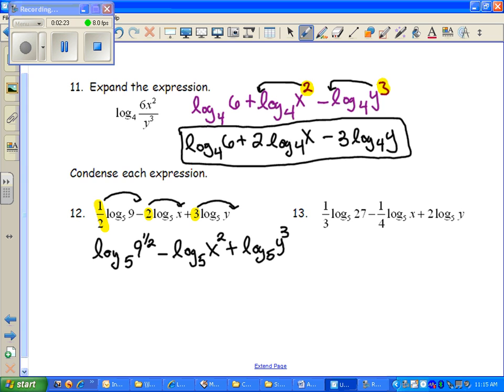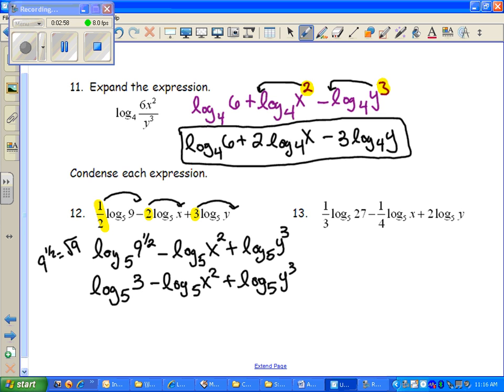y cubed. Now, anytime you have a power of a 1/2, that's just like saying that you want to do the square root of 9. If it was the power of 1/3, it would be cube root of 9. So for this one, we want 9 to the power of 1/2, which is square root of 9, which is 3. So I'm going to rewrite that as 3 there. And I'm just rewriting the rest of it. Log y cubed.